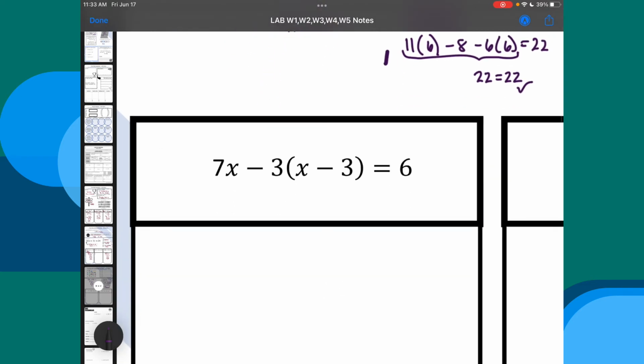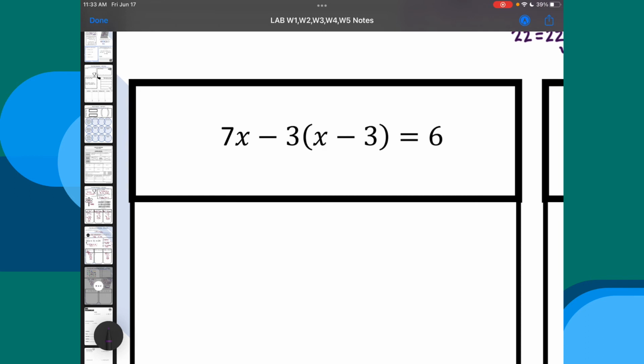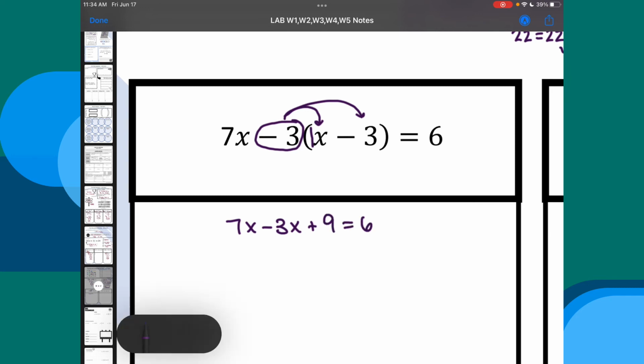Let's take a look at this example. Here we again have distributing. We didn't have that in the first problem, and when we distribute, we distribute the number and the sign. I'm also going to make my invisible math visible by putting a 1 here. I distribute the negative 3. We get 7x minus 3x plus 9 is equal to 6.